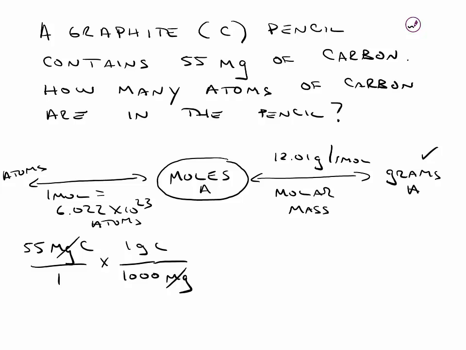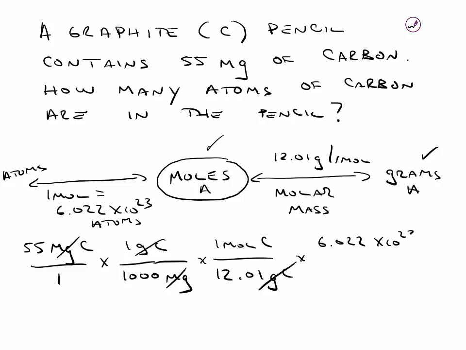Right now I'm in grams of carbon. Now I want to use the molar mass to get into moles, so I'm going to flip it. 1 mole of carbon from the periodic table is 12.01 grams of carbon. That cancels out grams of carbon. That gets me into moles of carbon. Now I want to get into atoms from moles, so I'm going to use Avogadro's relationship, the 6.022 times 10 to the 23rd atoms for every 1 mole of carbon. And that will cancel out moles of carbon.